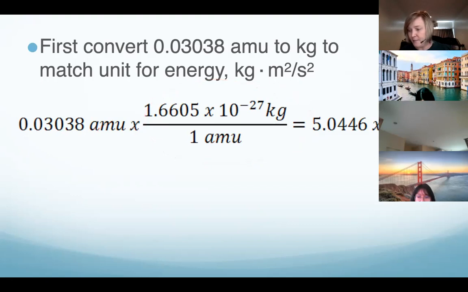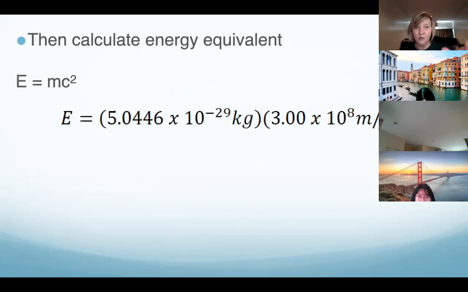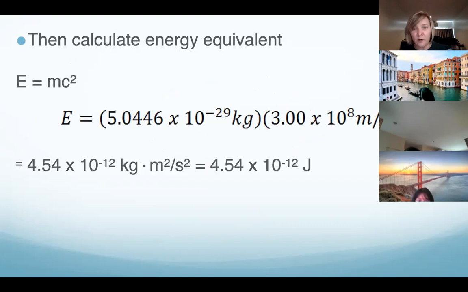Now we have mass, and we can just plug that into Einstein's equation. So we get E equals that mass we just calculated times c squared, where c is the constant. And so we end up getting 4.54 times 10 to the minus 12 joules.